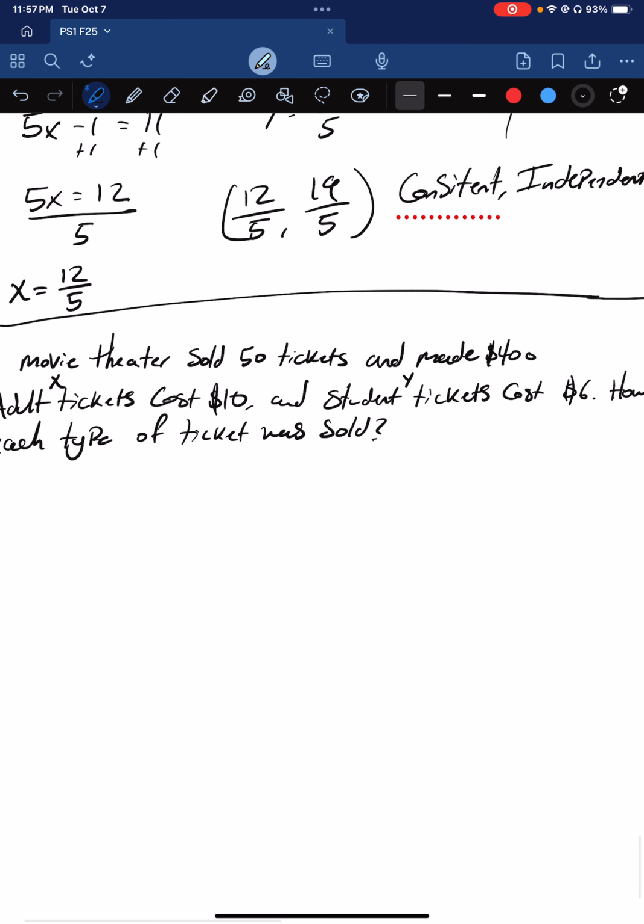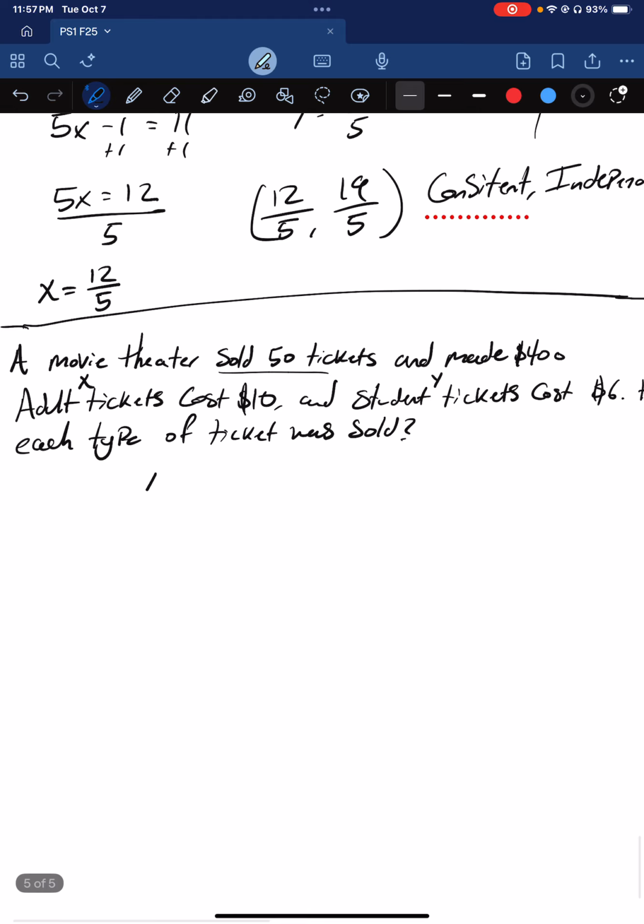All right. So since they sold 50 tickets total, that means that all of the adult tickets plus all of the student tickets totaled up to 50. So we get X plus Y equals 50 as our first equation. All right, and they made $400 from these tickets.